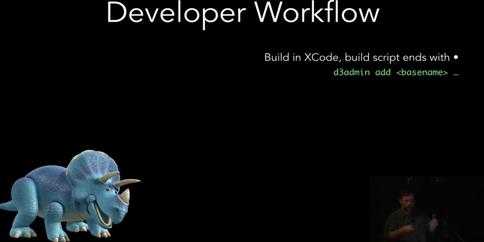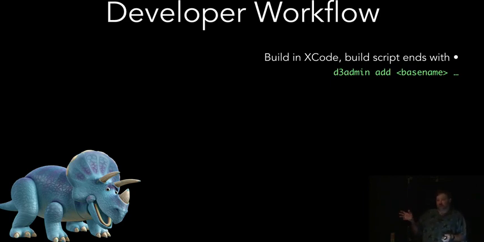So they've got their project in Xcode for whatever they're doing. They're ready to build the next version. They hit build. They have already defined a build script that at the end of the build process does that big long D3 admin command to add their package to D3. It just does it automatically. They just do build, and the next thing they know, it's in D3 ready for pilot.